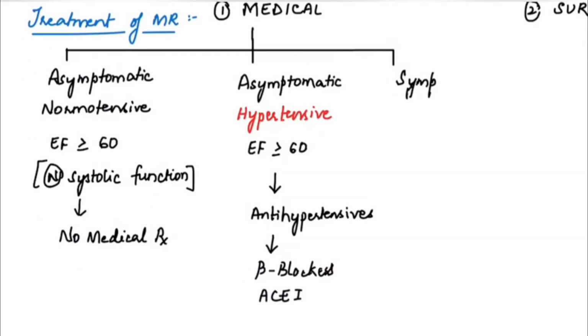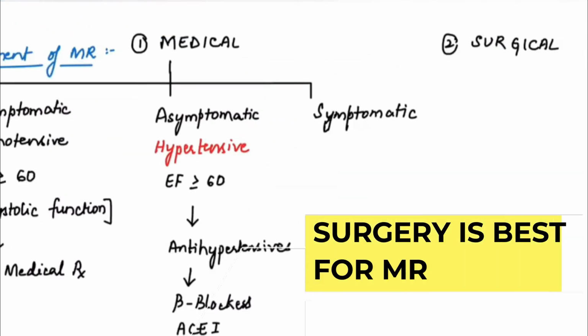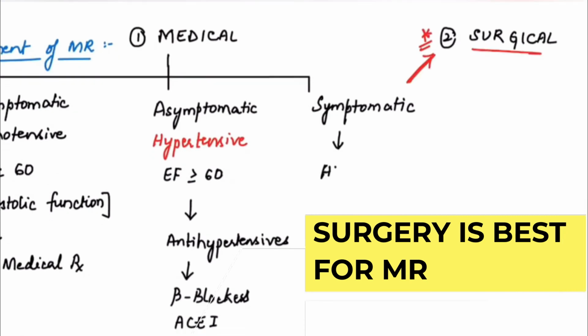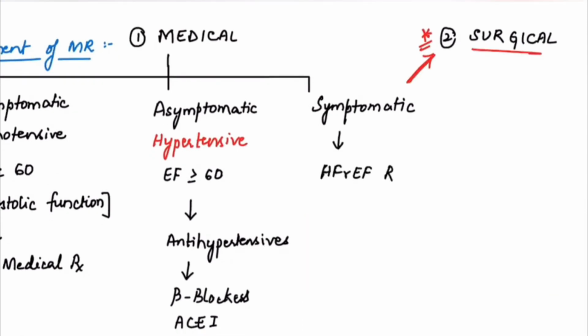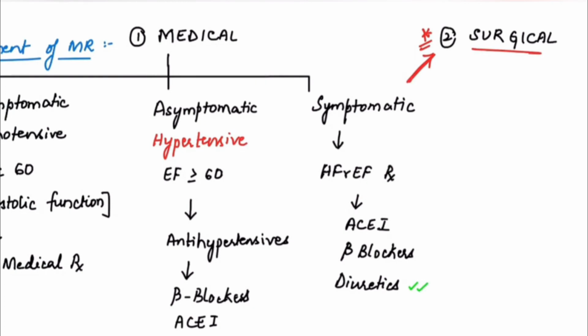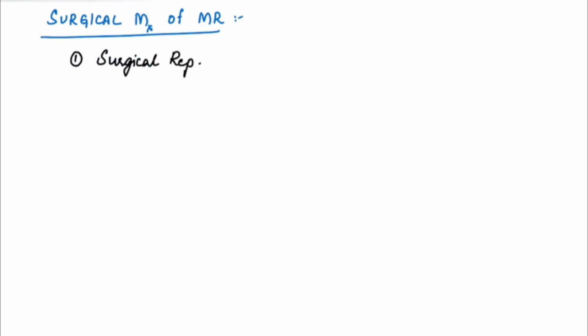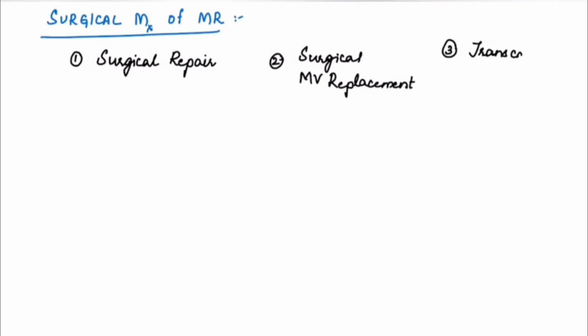And if the patient is symptomatic, the best treatment is to go for a surgical repair. But still, if the patient is not fit for surgery, then treat like heart failure with a reduced ejection fraction. Drugs like ACE inhibitors, beta blockers, and diuretics are used, and diuretics have shown more promising results. Now, coming to the surgical management of mitral regurgitation. So, there are three options: either a surgical repair, that means open heart surgery with a repair, or surgical mitral valve replacement, or a transcatheter mitral valve repair.